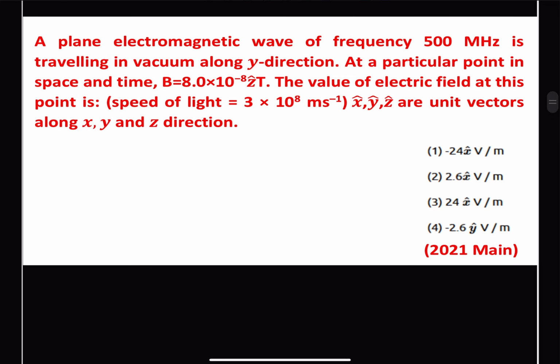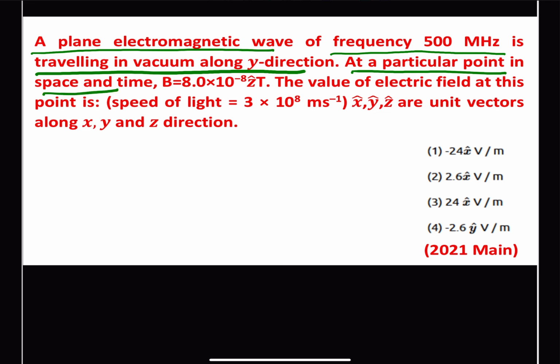It states that a plane EM wave of frequency 500 MHz is traveling in vacuum along y direction. At a particular point in space time, B is equal to 8 into 10 to the power minus 8 z unit vector. The value of electric field at this point is, so we have to find out the magnitude as well as the direction. And we are given that the wave is traveling along y unit direction.